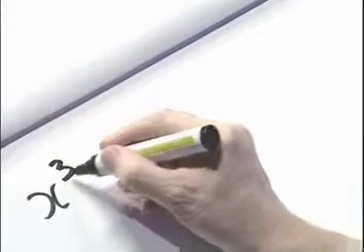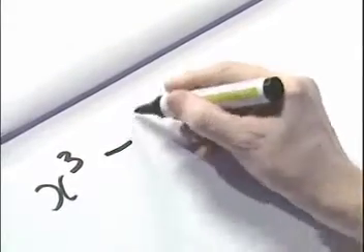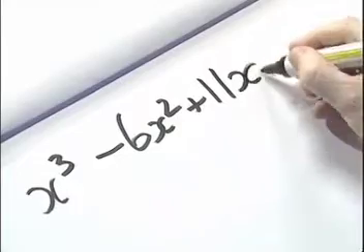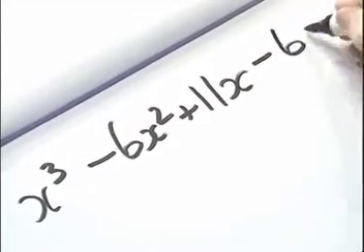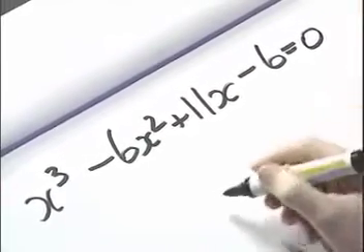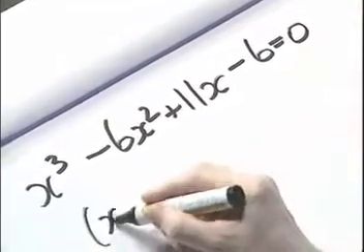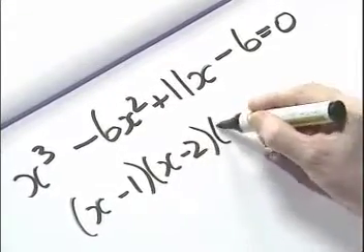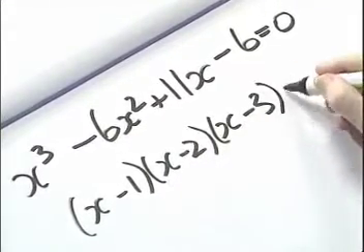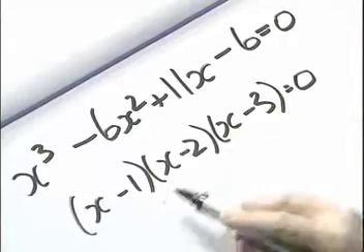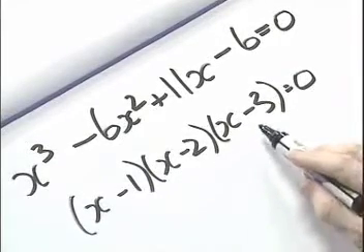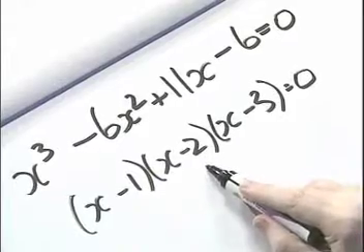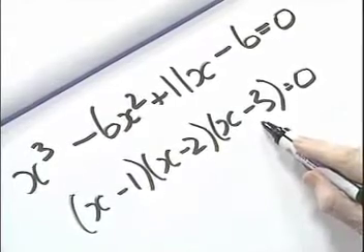The equation x cubed minus 6x squared plus 11x minus 6 equals 0 factorises to x minus 1 times x minus 2 times x minus 3 equals 0. This equation has 3 real roots, all different. The solutions are x equals 1, x equals 2 or x equals 3.